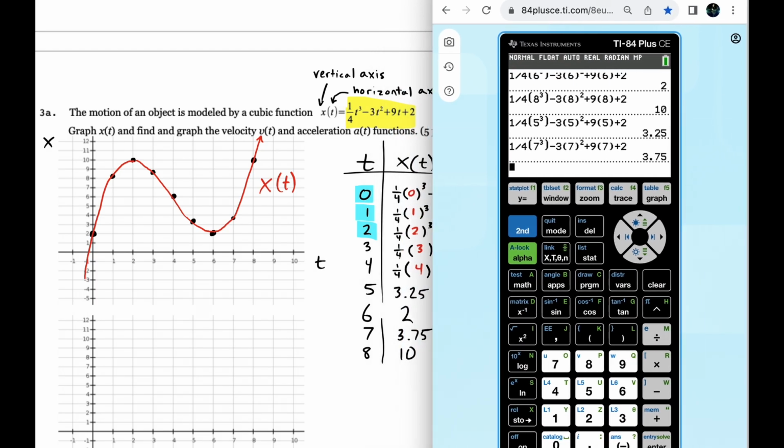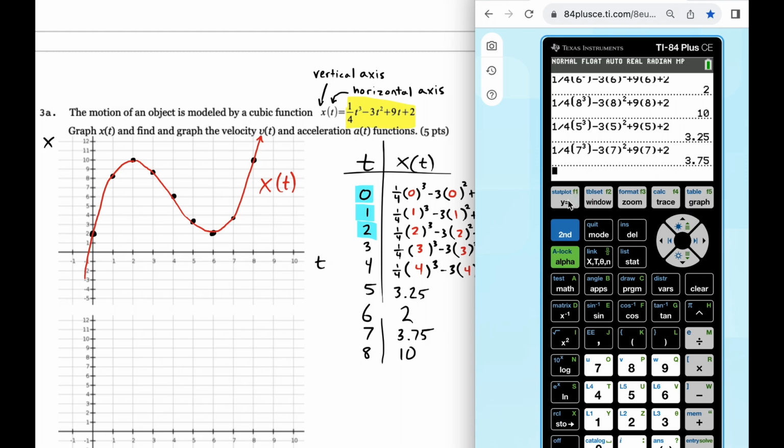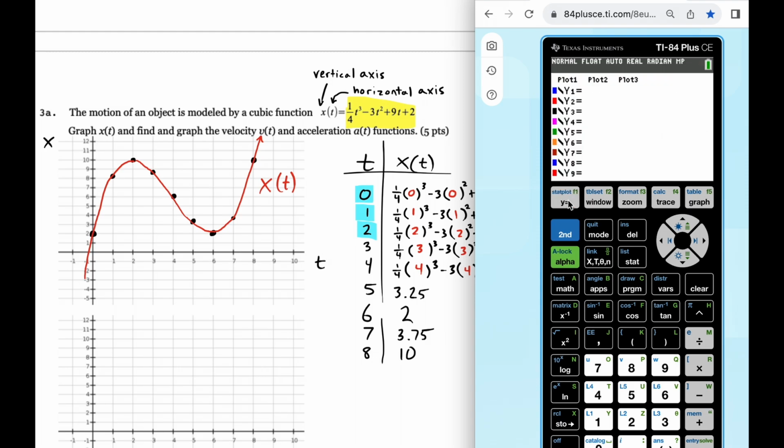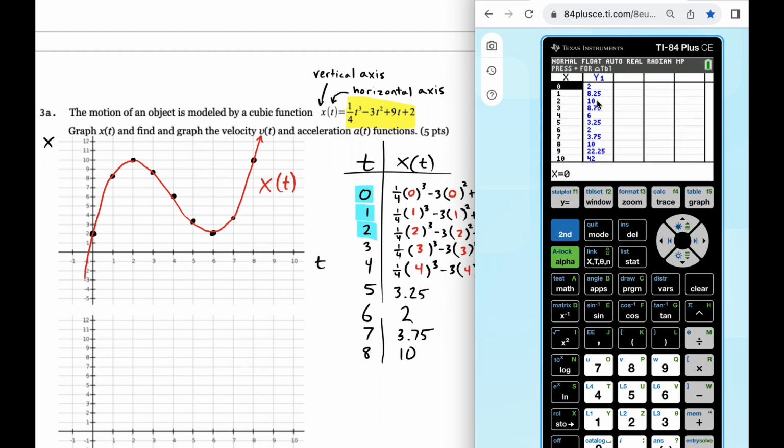Now, could we do this maybe faster on the calculator? There's this option to do y equals and plug in a formula such as 1/4 x to the power of 3, and then do minus 3x squared plus 9x plus 2. Type in the formula that they gave. Then you can hit graph to see a graph of it. And then you can also hit second table which gives you the outputs for various x inputs very quickly. So that would be just a super fast way of getting this thing graphed.